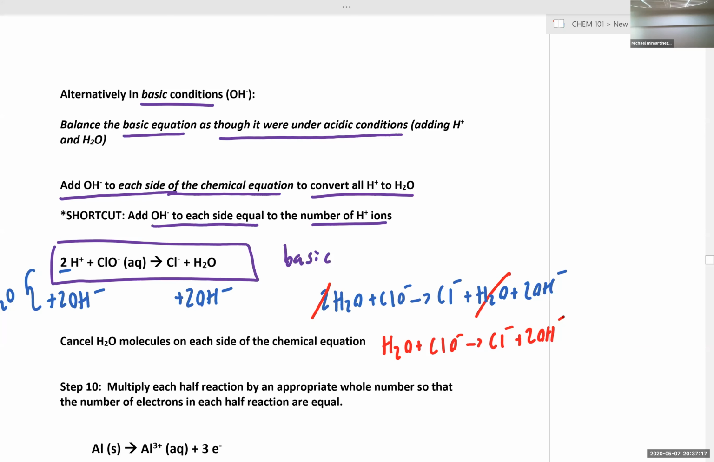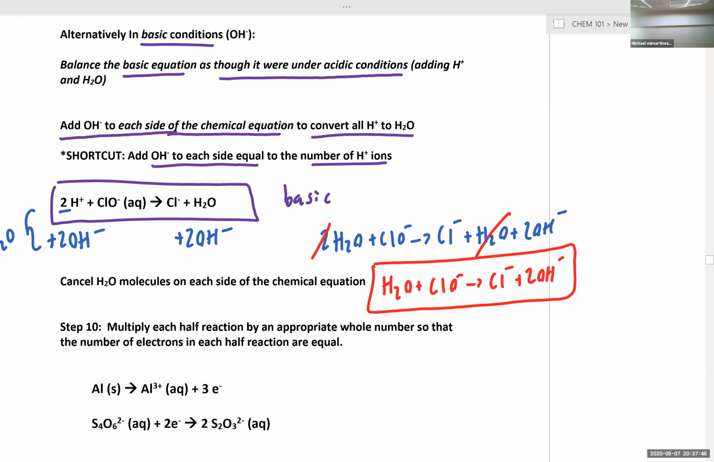And we can check and verify this. Looking at this equation, are our atoms balanced? Do we have the same number of atoms of each element on each side of our equation? Just as a brief check. Yes, perfect.